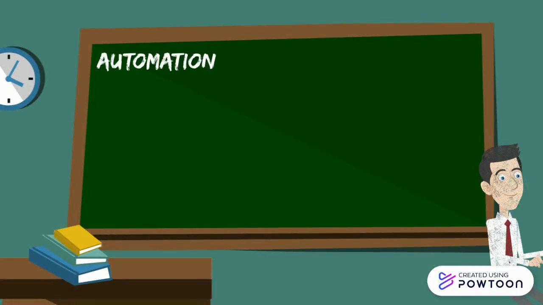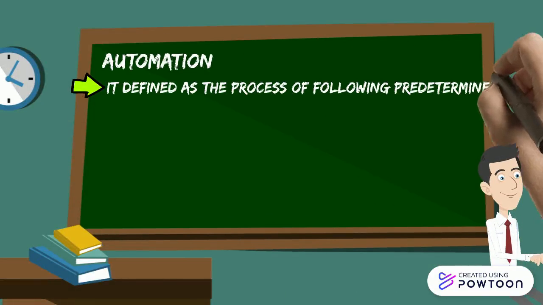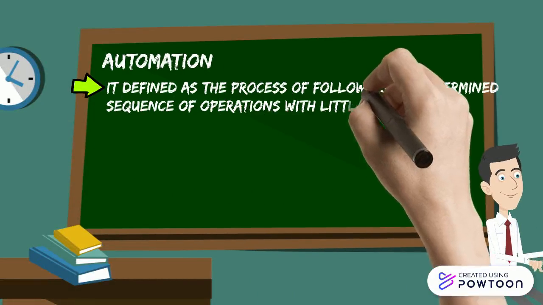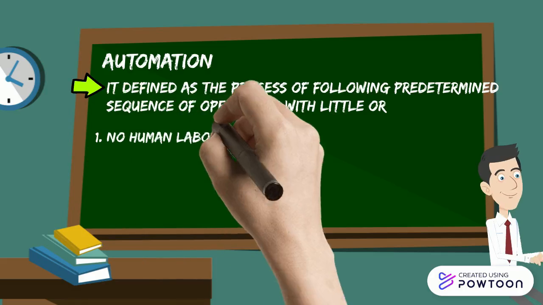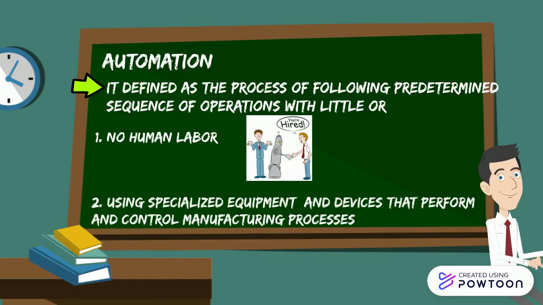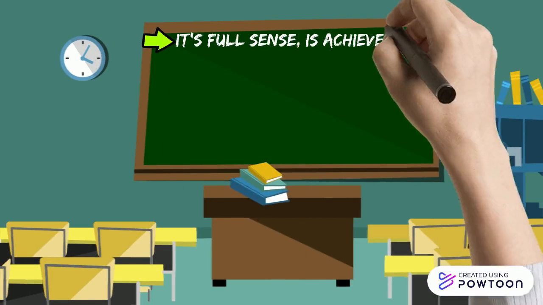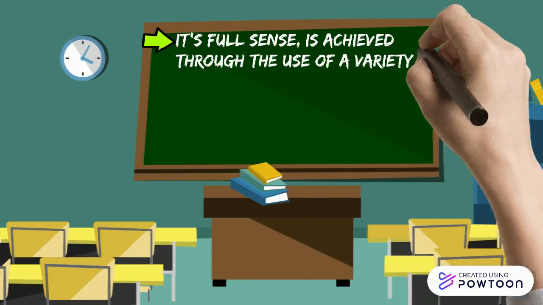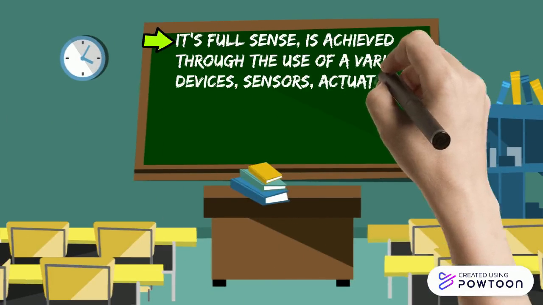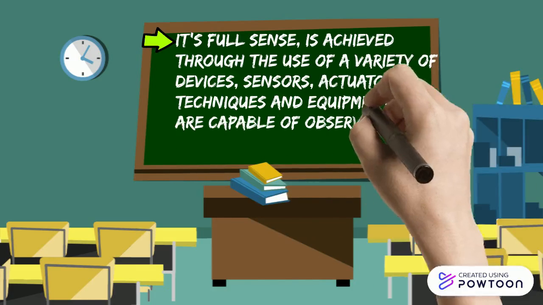Next, it moves to automation, which is defined as the process of following a predetermined sequence of operations with little or no human labor, which means the work will be carried out by robots, using specialized equipment and devices that perform and control manufacturing processes. Automation in the full sense is achieved through the use of a variety of devices, sensors, actuators, techniques, and equipment that are capable of observing the manufacturing processes.